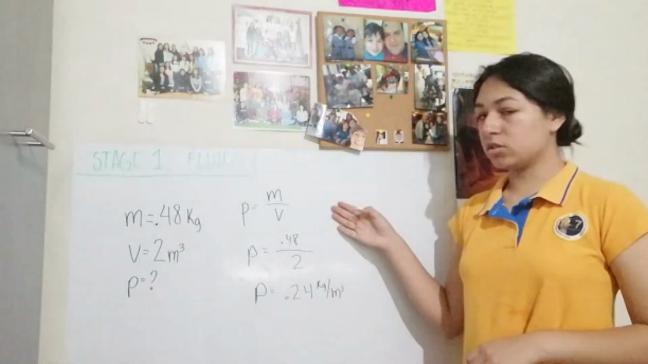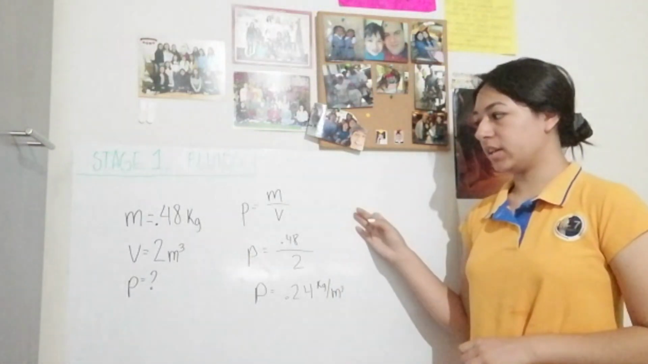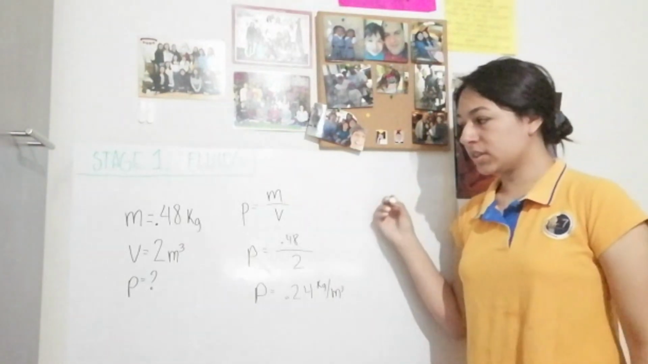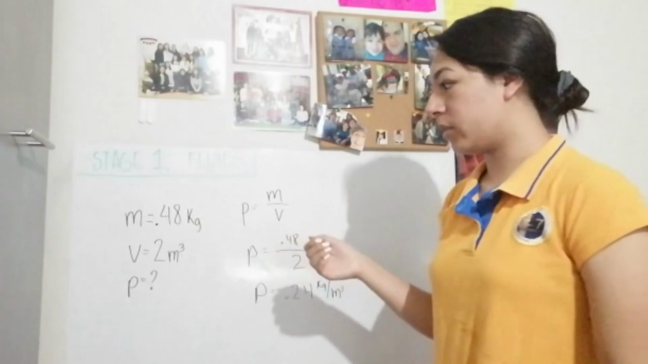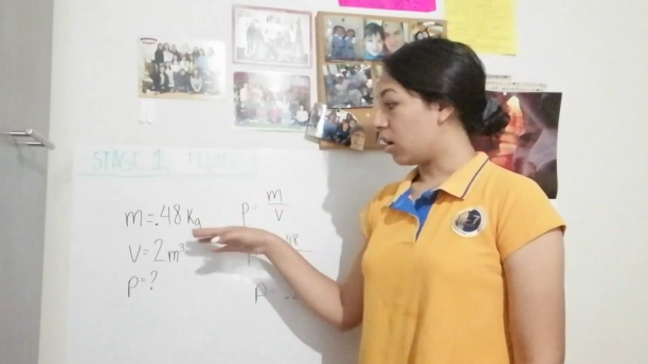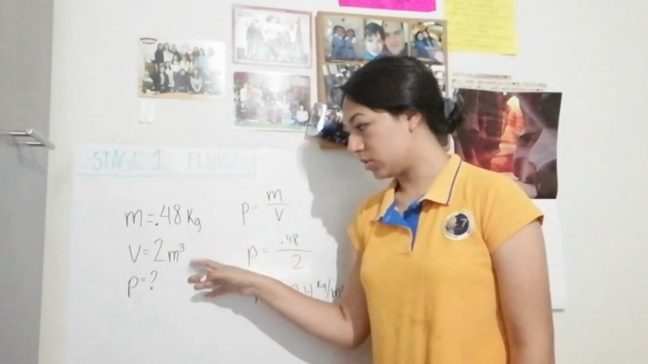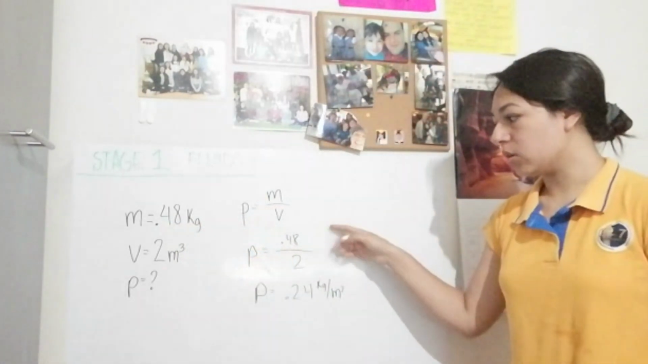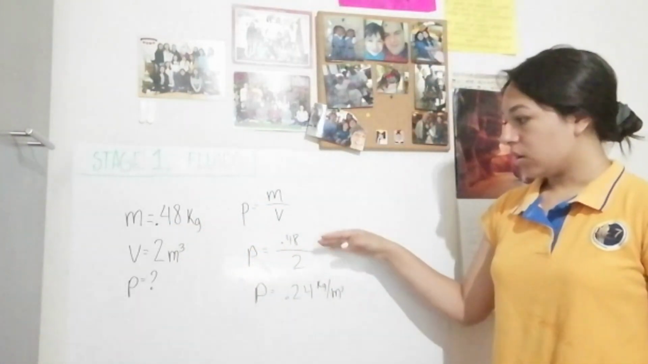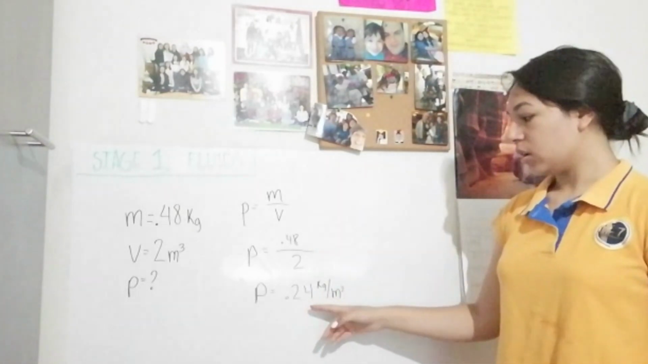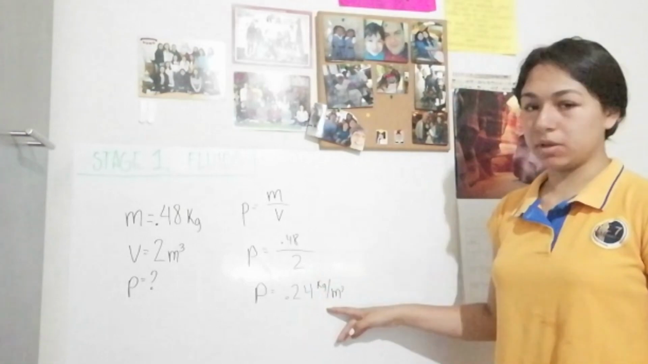For stage 1, we're going to give you an example of density. Density is equal to mass over volume. In this example, we have an object with a mass of 0.48 kilograms and a volume of 2 cubic meters. The density is equal to 0.48 kilograms over 2 cubic meters. The density is equal to 0.24 kilograms per cubic meter.